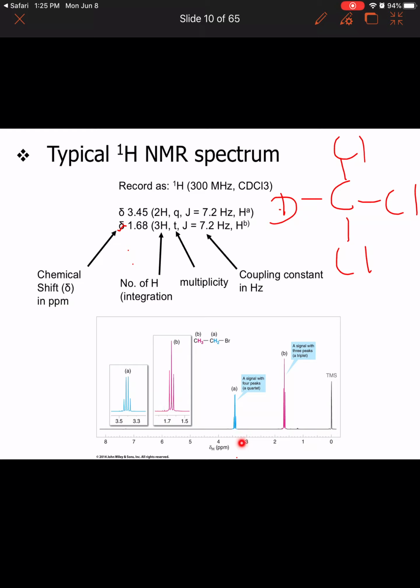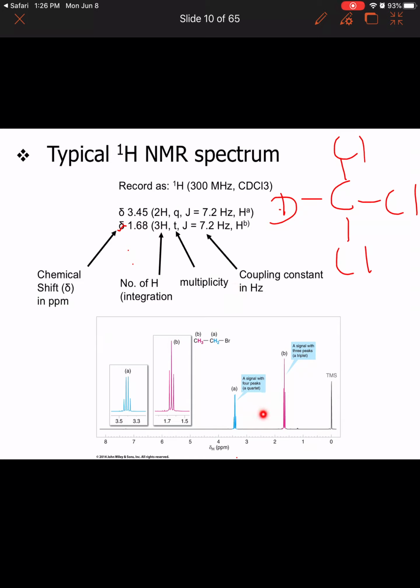So around 3.45 you have 2 hydrogens. You have a signal that tells you that there are 2 hydrogens, and it is a quartet. Quartet means like this, 1, 2, 3, 4. We call it a quartet. At 3.45 there are 2 hydrogens. It is a quartet. And then the J means the coupling constant, the coupling constant in hertz. And then this quartet tells us the multiplicity, and J 7.2 hertz is the coupling constant.